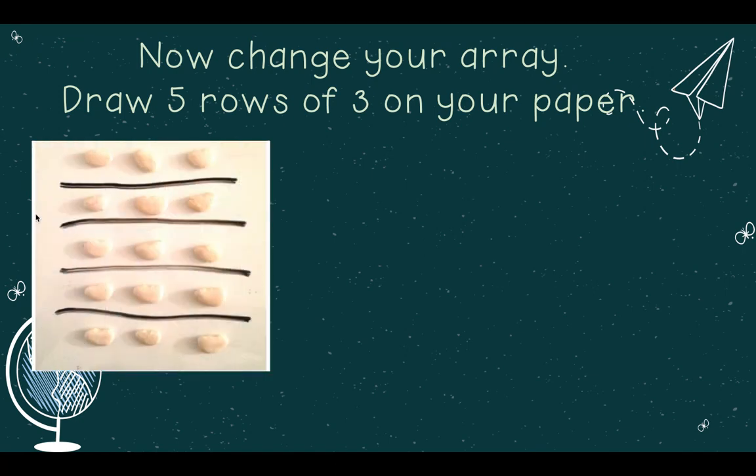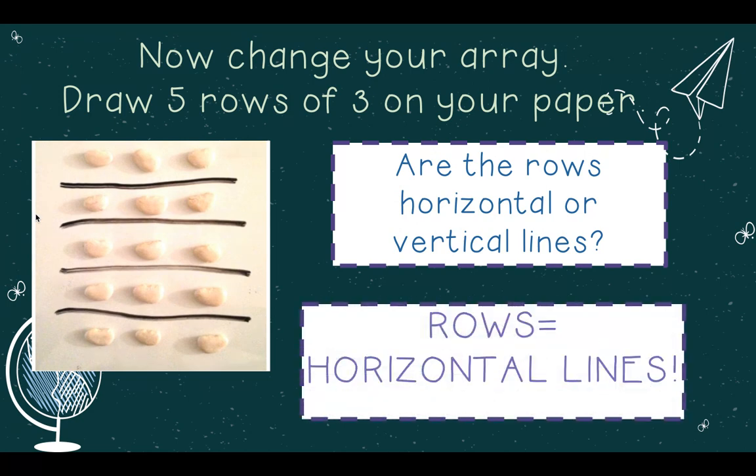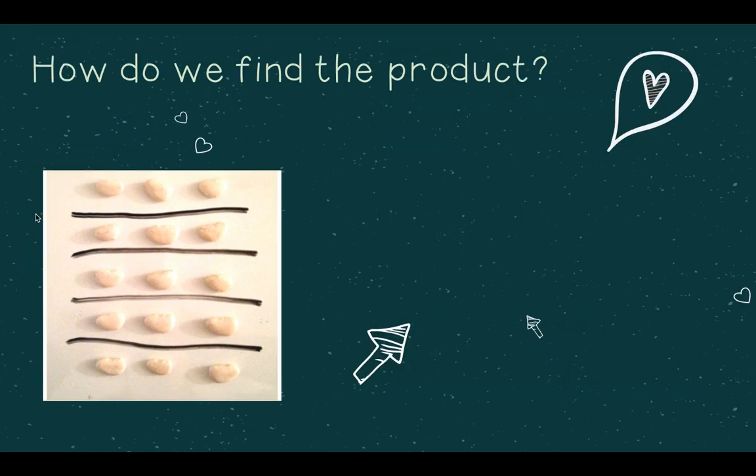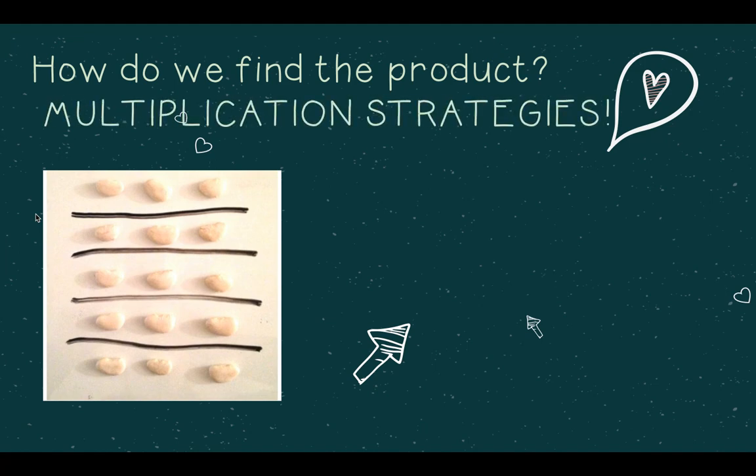So that's what your array should look like. We have 5 rows of 3. And are the rows horizontal or vertical lines? They are horizontal because they go from left to right. Remember, up and down is vertical, left to right is horizontal. So how do we find the product? Remember, the product is the total amount in a multiplication problem, or the product would be how many are in our array. We need to use multiplication strategies.